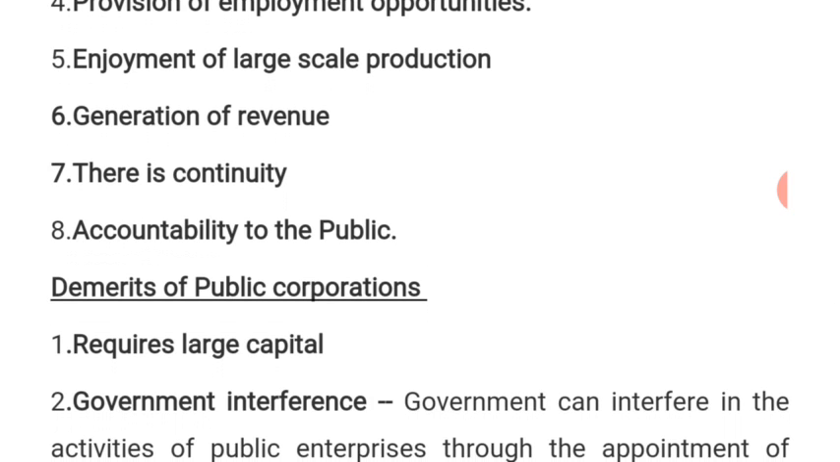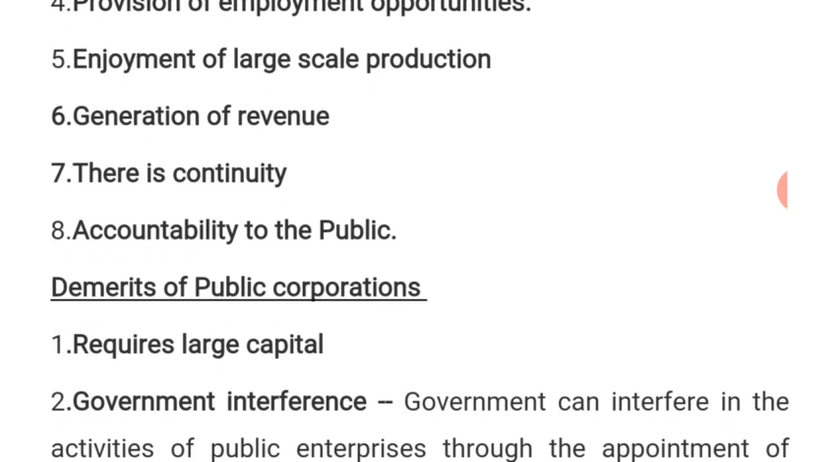So that's how we say there is continuity in public corporations. Then number eight, accountability to the public. Public corporations are accountable to the public because after every financial period they go to the House of Senate, disclosing all that they have done in office.